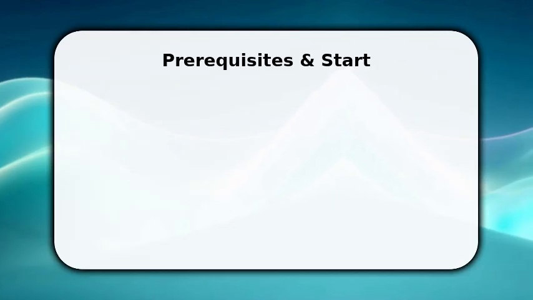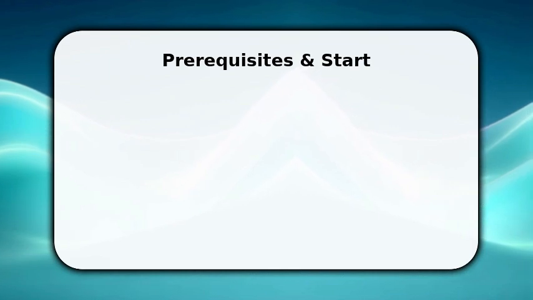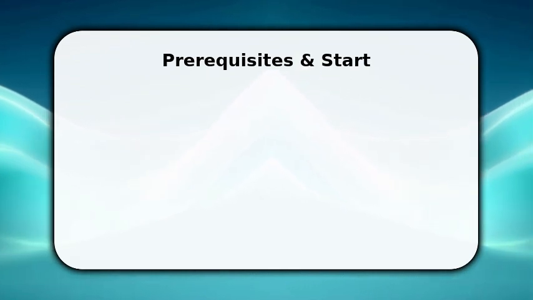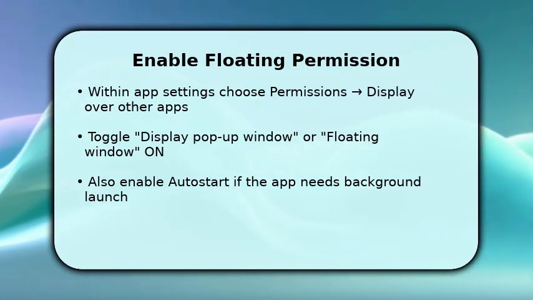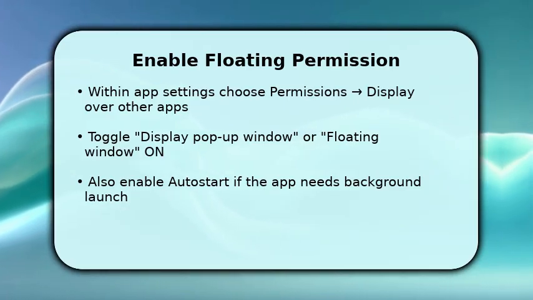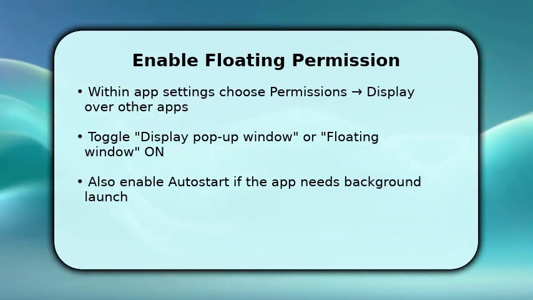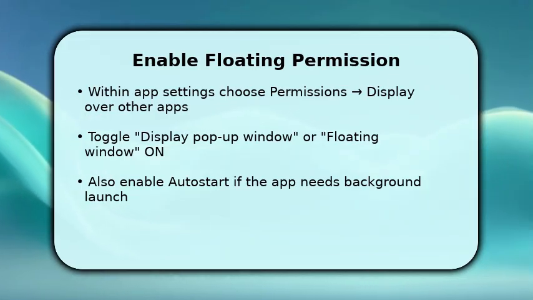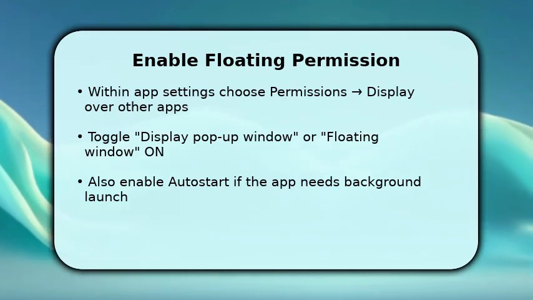Once you have the app screen selected, move to granting special permissions for floating/pop-up view, so the system allows overlay behavior. Now you'll enable the specific overlay permission that creates floating windows. In the chosen App Settings, find Permissions or Advanced Settings and tap Display over other apps. Toggle it on. This lets the app draw on top of other screens. That's the why. If you see a display pop-up window or floating window option, enable that too. Also enable Auto Start when required so the app can open a floating window after reboot.